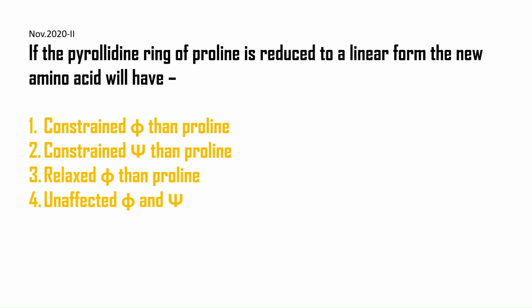The next question is from proline. If the pyrrolidine ring of proline is reduced to a linear form, the new amino acid will have: In this question, the ring of proline is reduced, converting to a linear form of a new amino acid. So the phi angle will be affected. First option, constrained phi than proline. Second, constrained psi than proline. Third, relaxed phi than proline. And fourth, unaffected phi and psi. Because the ring is converting to the linear form, the phi angle will be relaxed compared to proline.